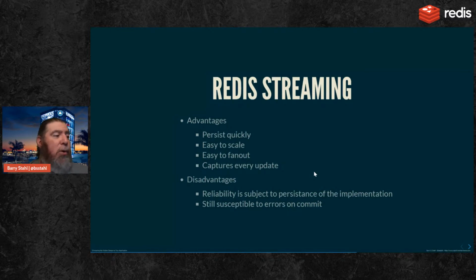The disadvantages, of course, you do have that concern about the persistence. And again, we still have to do something that commits that. Now, it may be an automatic commit, like it is in this case, where it kind of commits automatically for us. But you still have that concern about, did it get committed properly, and is that going to be a problem?